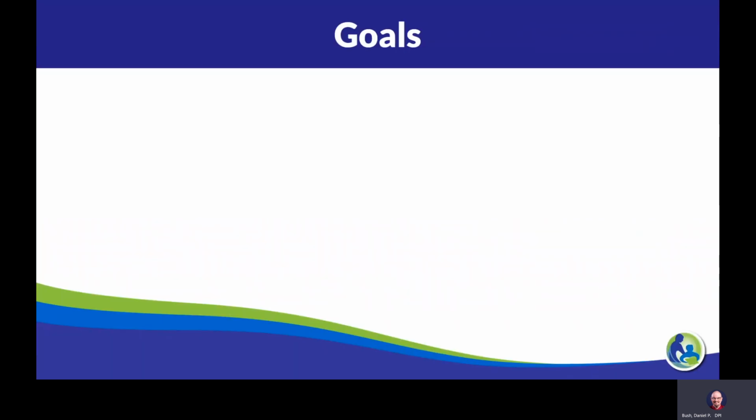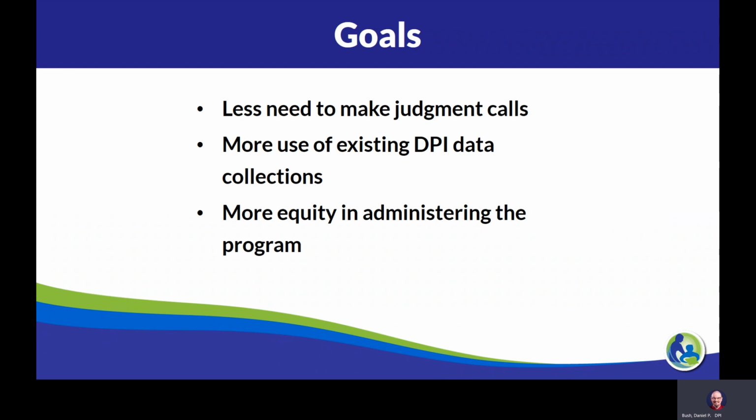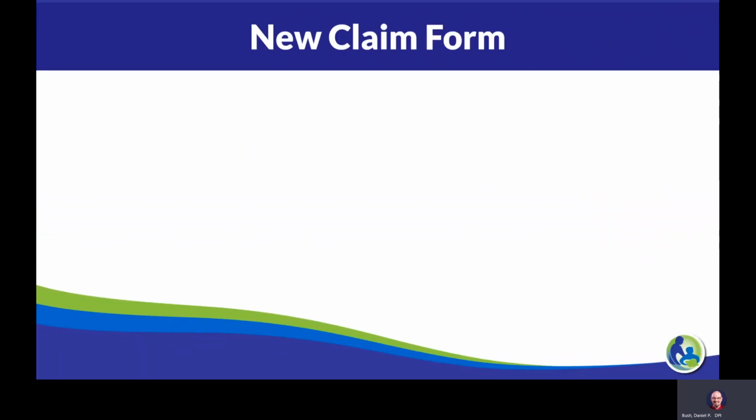Our goals behind this revision are first, to have less of a need for DPI to make judgment calls about whether or not a particular cost or group of students should be eligible. Second, to make more use of our existing DPI data collections. And finally, to have more equity in administering the program by removing some of the judgment and subjective criteria that have been involved in some discussions about eligible cost.